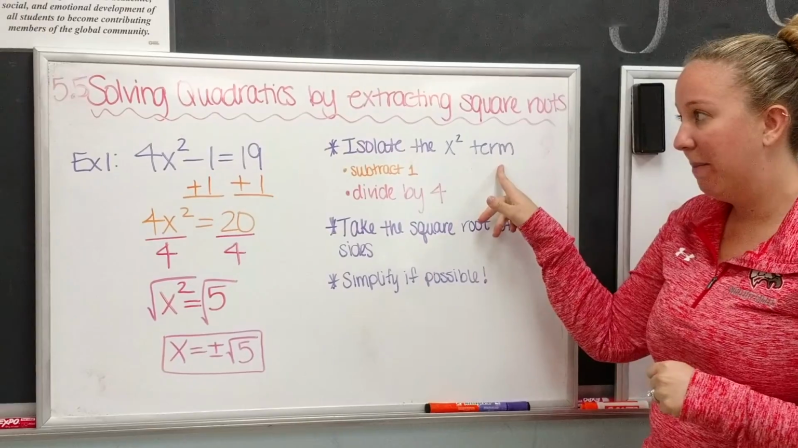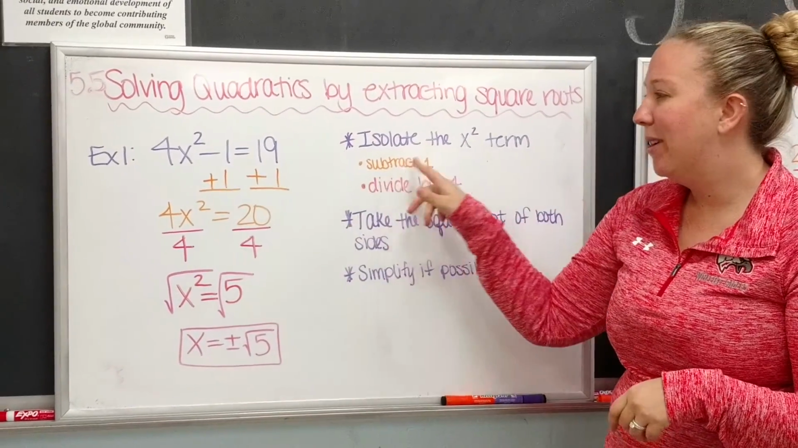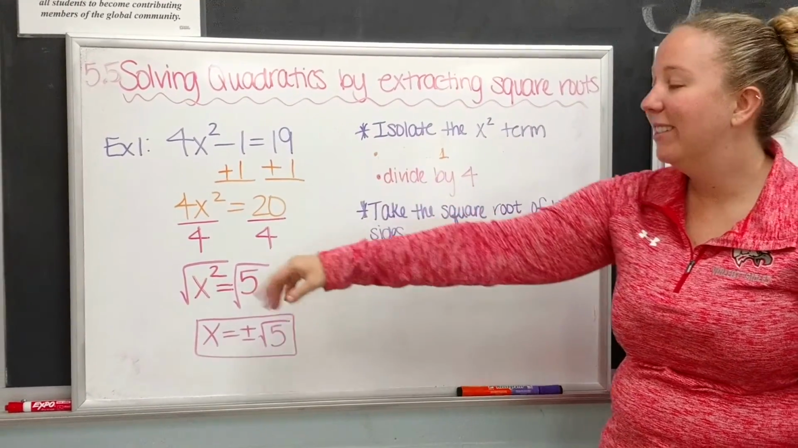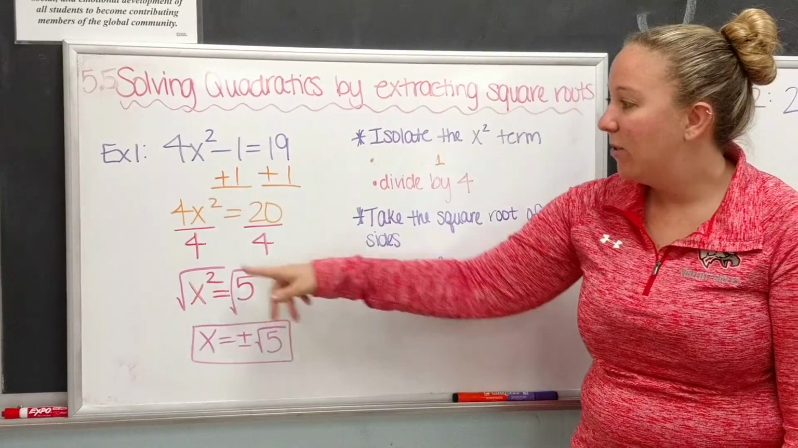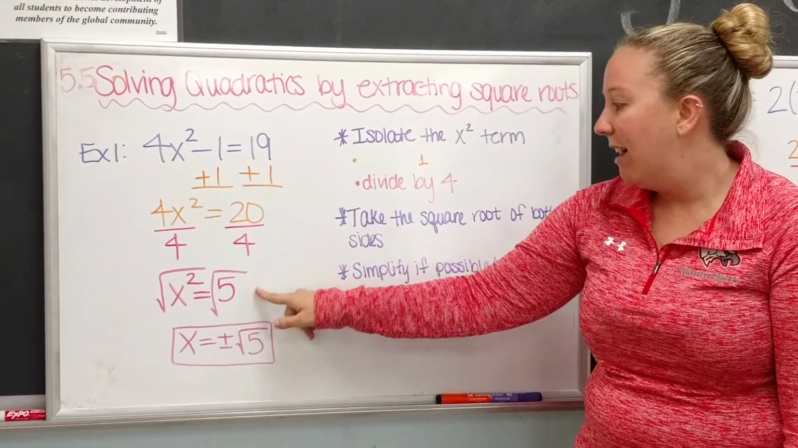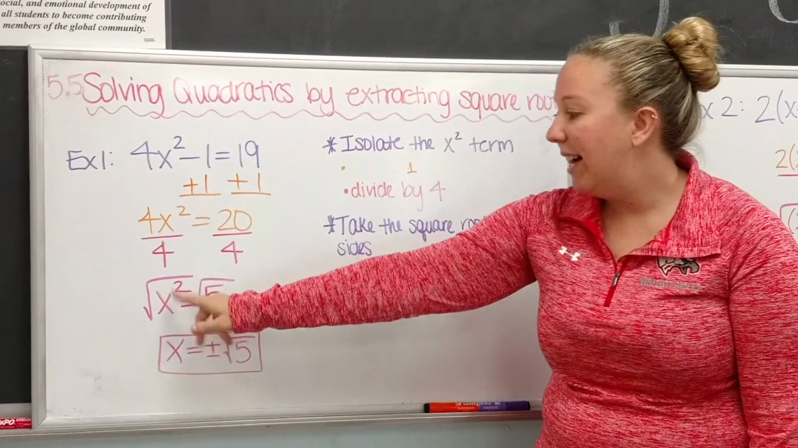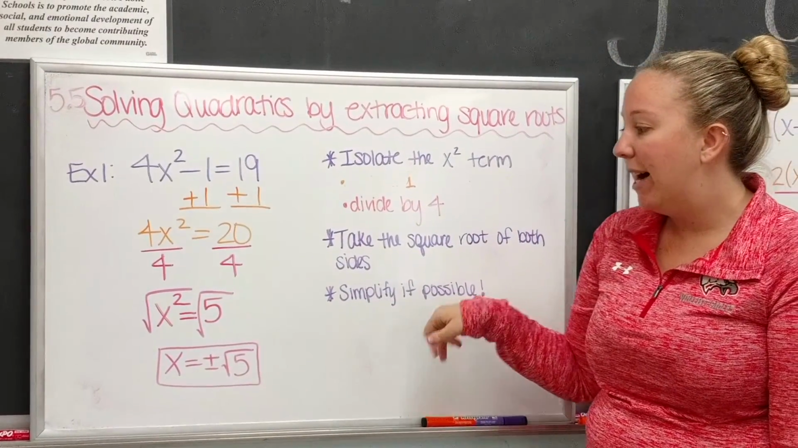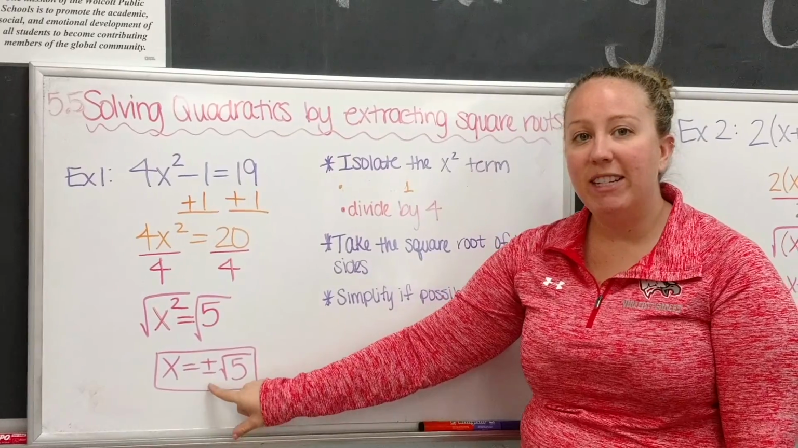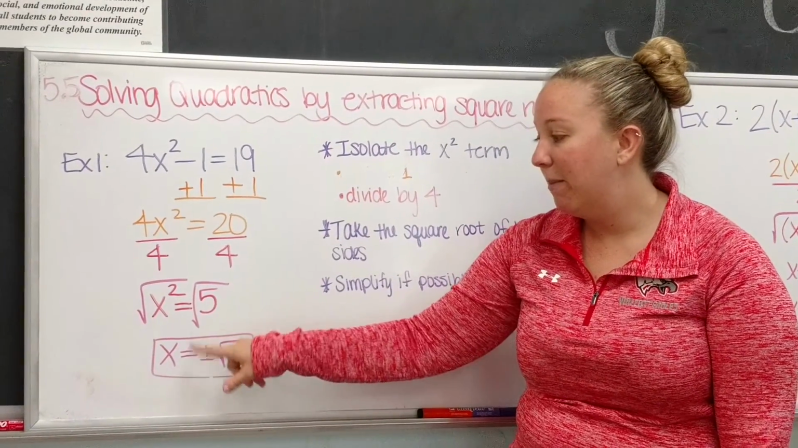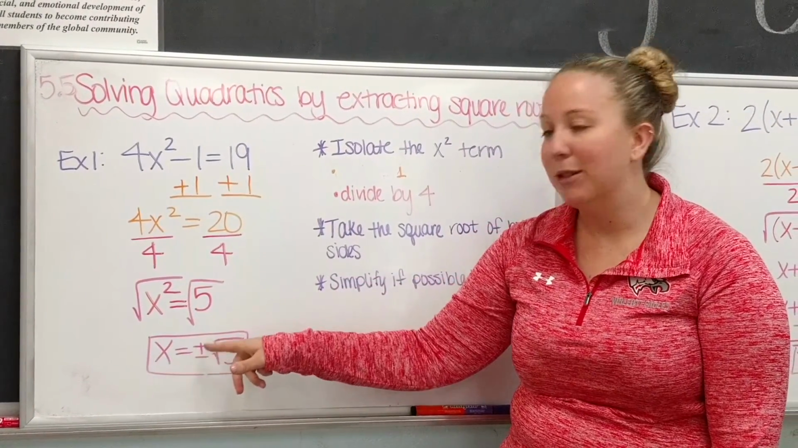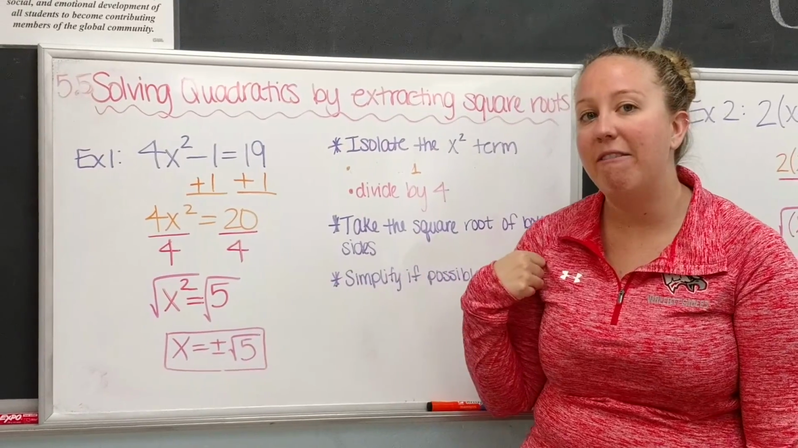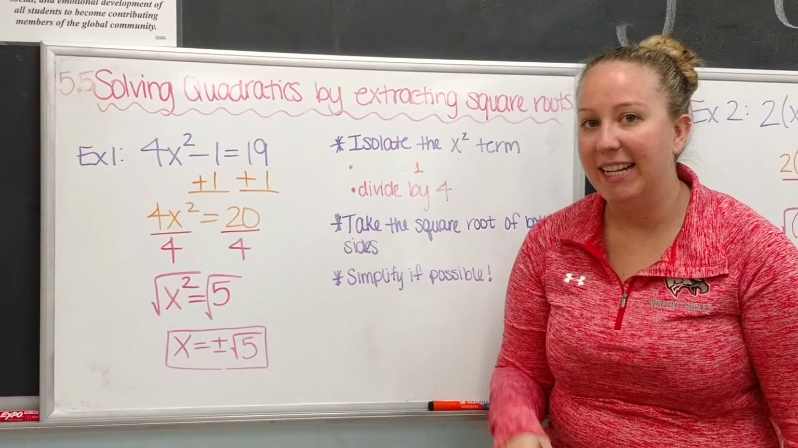your x squared term. So here I'm going to add 1 to both sides, divide by 4, so I get x squared equals 5, and from there you're going to take the square root of both sides, so I have x equals square root of 5, and simplify if possible. Don't forget though, every time you take the square root, you need this plus or minus. So my answer is x equals plus or minus the square root of 5. Can't simplify that, so it stays as is.